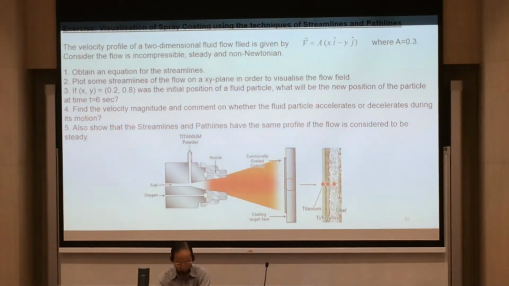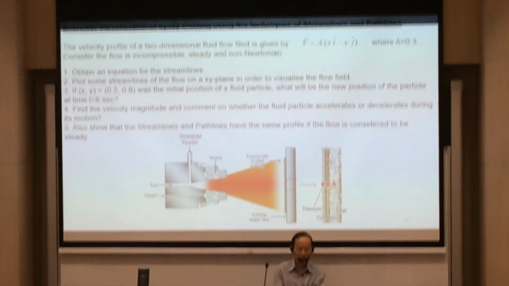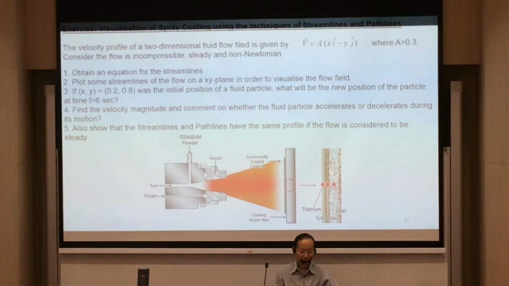To understand this, it's good that we look at a worked example involving spray coating. Here you have the nozzle spraying out titanium powder onto a surface to coat it, coating a surface with titanium substance. This is basically to harden the surface. So we have here the velocity profile of a two-dimensional fluid flow field.